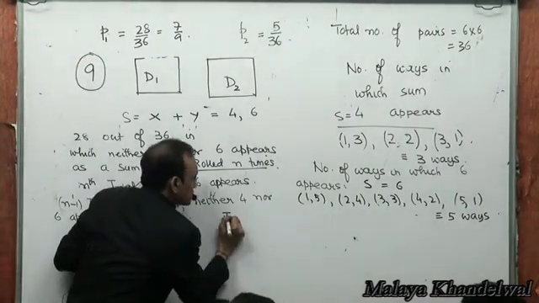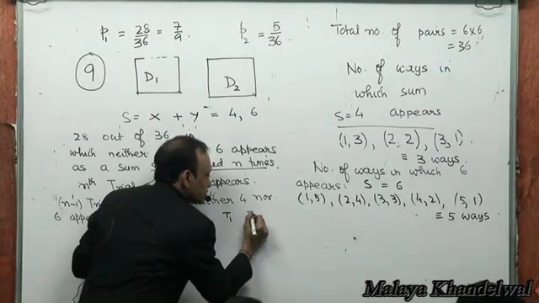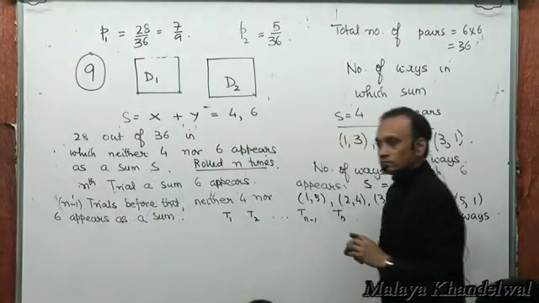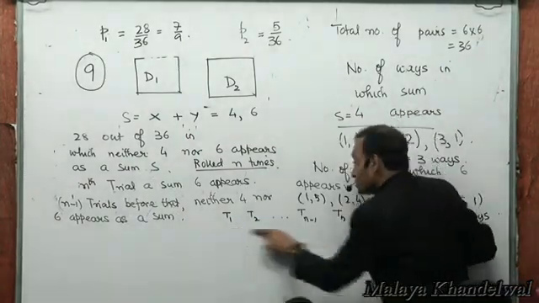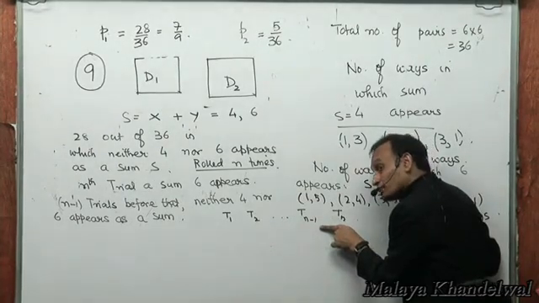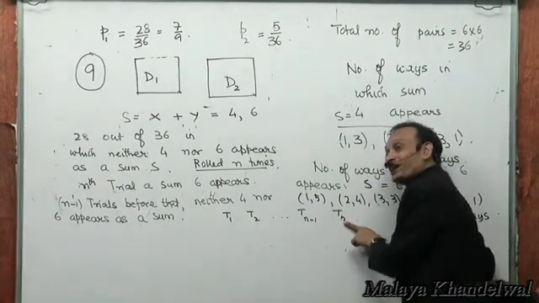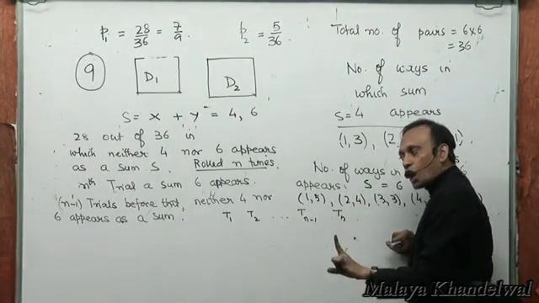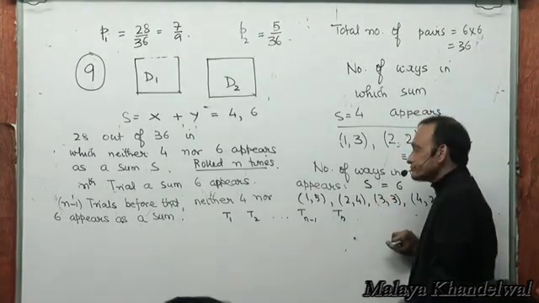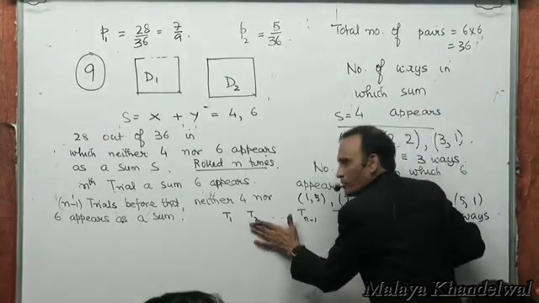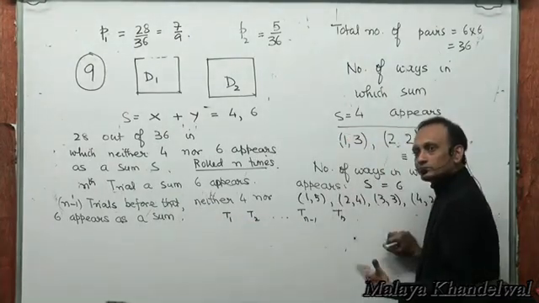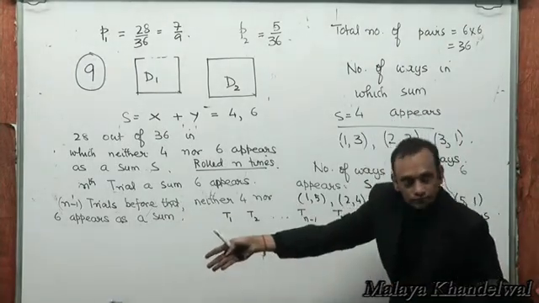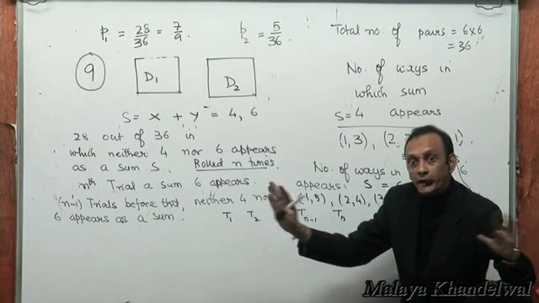So these are my trials: T1, rolling 2 dice, T2, Tn minus 1, and Tn. What is it that I want? I want in these n minus 1 trials, neither 4 nor 6 appearing, and in the nth trial, a sum 6 appearing. And do you all understand that these trials are independent trials? The outcome of T2 does not depend on T1. The sum that appears in T2 has nothing to do with what happened in T1 or what would happen in T3. They are all independent trials, right?